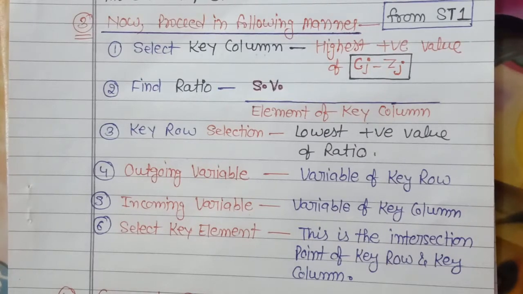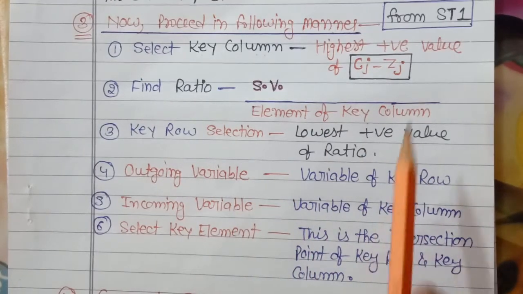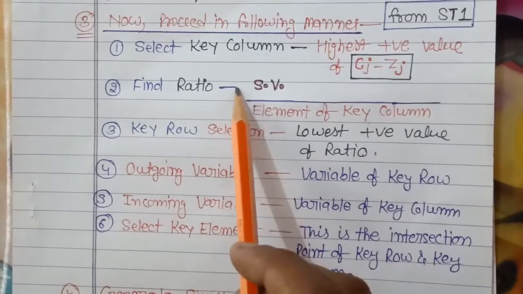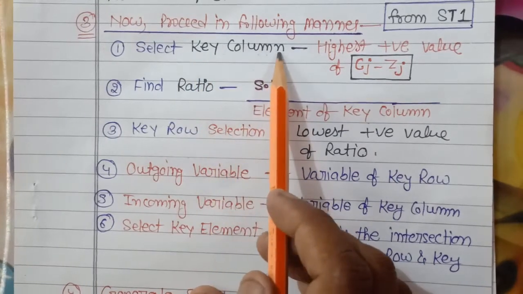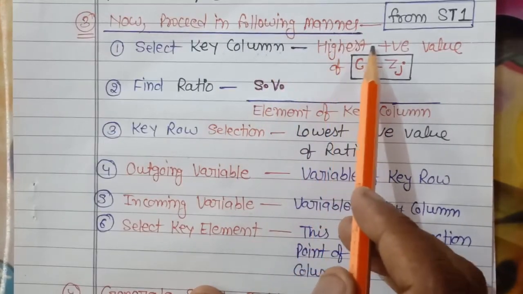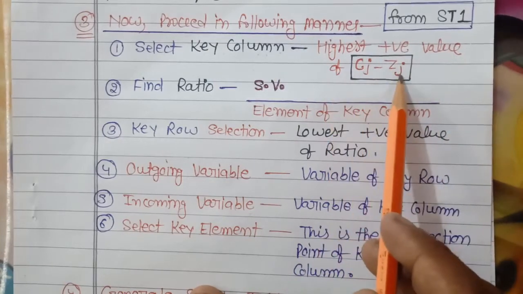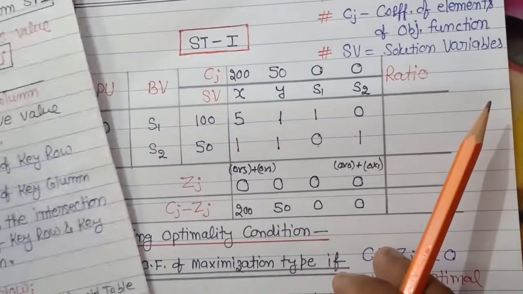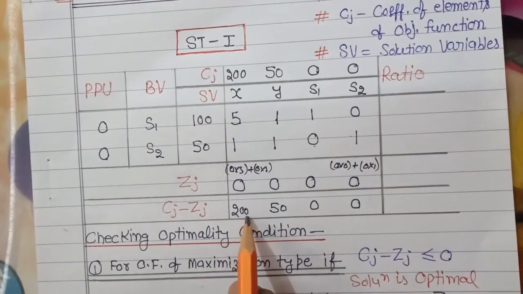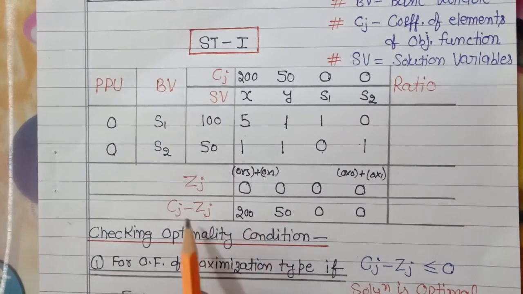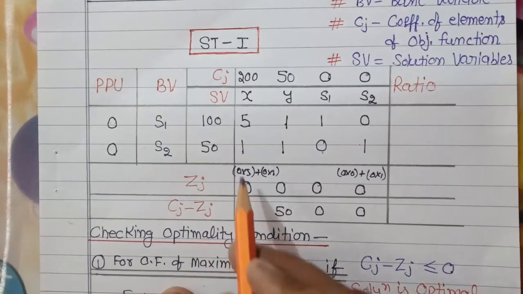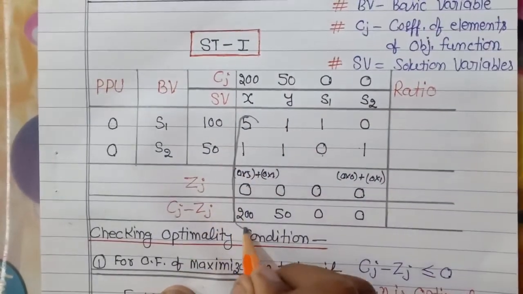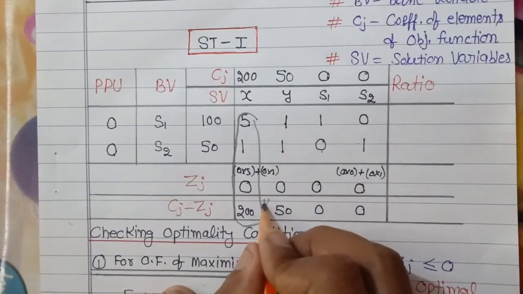Now we have to find the different values in simplex table 1. Okay, so let us start with finding the key column. What is the key column? The column which has the highest positive value of Cj minus Zj is called the key column. If you have a look at simplex table 1, you will see that this 200 is the maximum value of Cj minus Zj. So this column will be the key column. So let us mark this column as the key column.